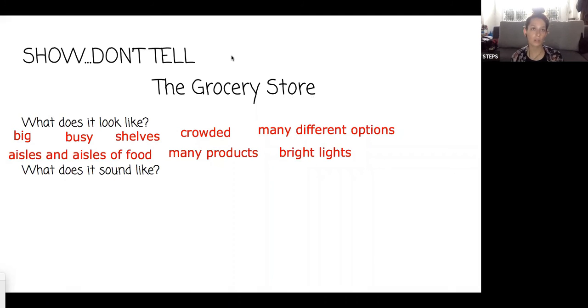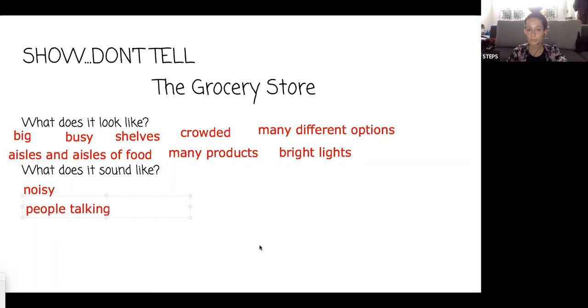Think of the last time you were in a grocery store and what kinds of sounds you heard when you were there. Think of who is in there and what kinds of sounds you hear. Type your answers into the chat, please. We could use words just like noisy, but what kinds of noises do you hear? Good job. People talking. Yep, we hear lots of people talking. People laughing, people chatting. Laughing, chatting, good, chattering.